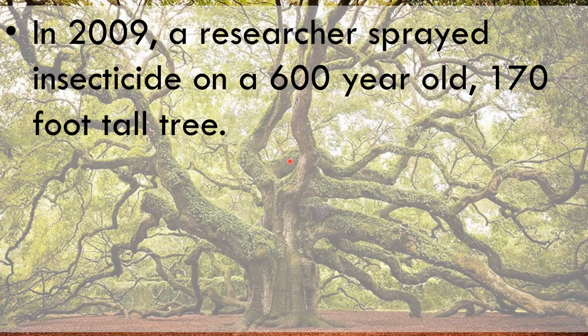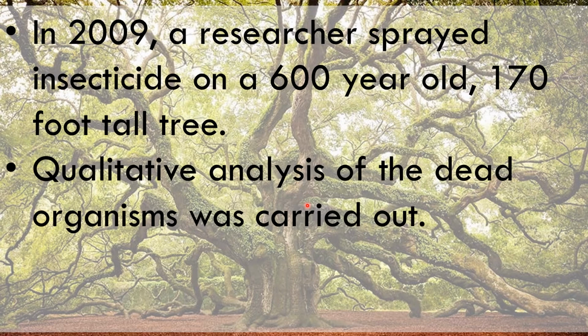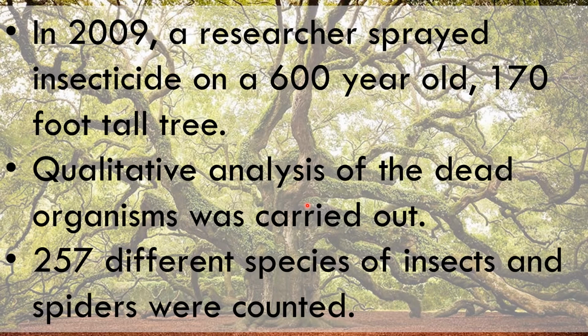But anyway, a 600-year-old tree was sprayed with insecticide, and he did qualitative analysis of the dead organisms. So remember qualitative analysis? That's where you come up with a species list. And what was found was 257 different species of insects and spiders, and that was within one tree. So it shows you just how much. A lot of it we can't see or wouldn't be aware of, but trees can harbour a lot of life and are very important for biodiversity.